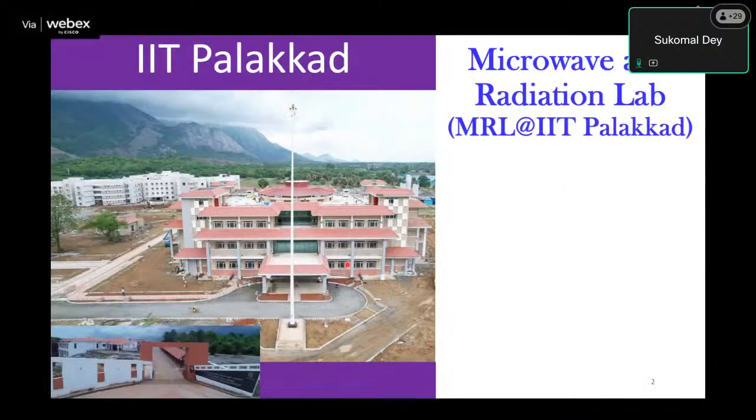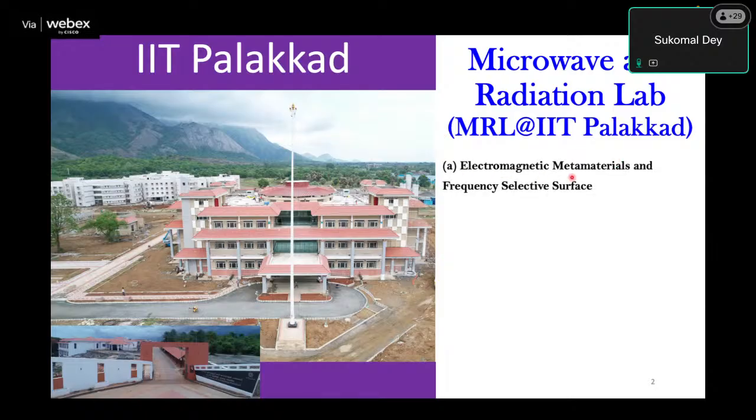As you all know, I am from IIT Palakkad, and currently I am leading a group called the microwave and radiation lab. Let me give you a very brief overview about this lab. Currently we have three faculty members working on RF and microwave in this lab, along with around 13 PhD students and a few master students. In short, we call it MRL. Now, the topics that we work on in this group are as follows.